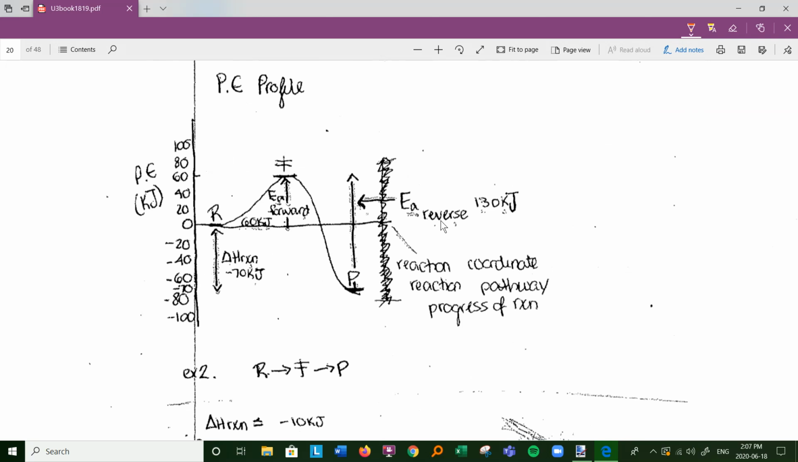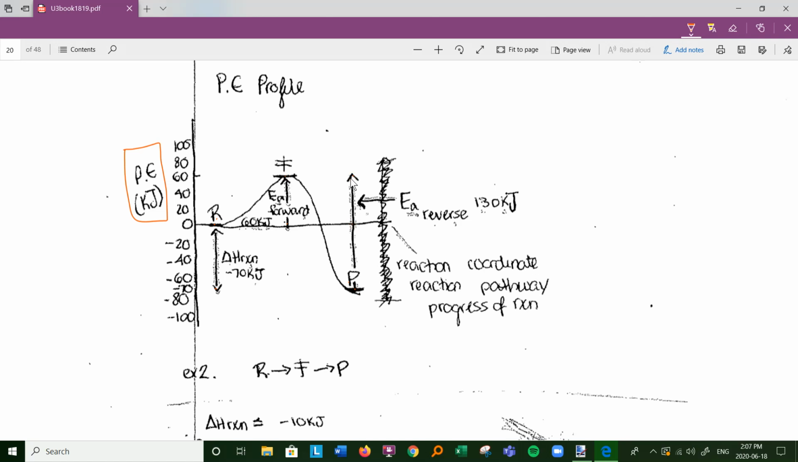So you have potential energy along the left-hand side. Always make sure to label your axes. It could be kilojoules, kcal, kilojoules per mole, kcal per mole. And so there's my reactants at 0. My products are 70 down from the reactants. My forward activation energy is from wherever the reactants are to the top of the hill. So that's going up by 60. And my reverse activation energy, well, I got 70 and another 60, which is 130.